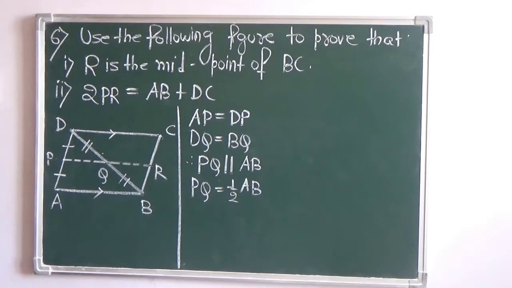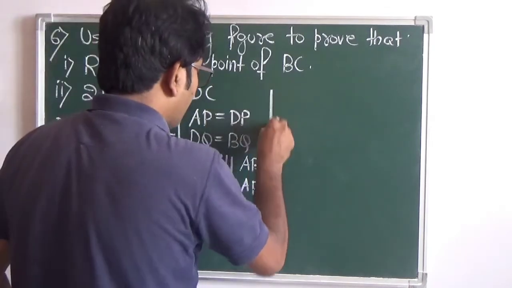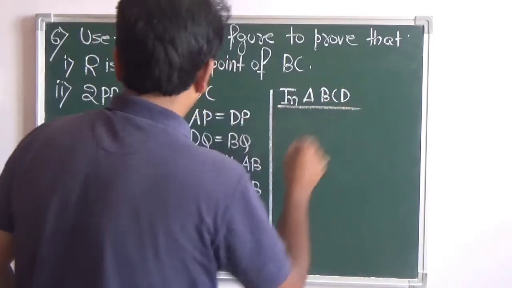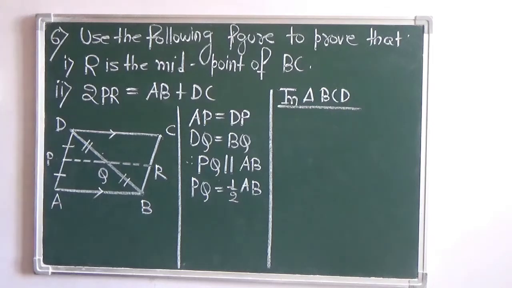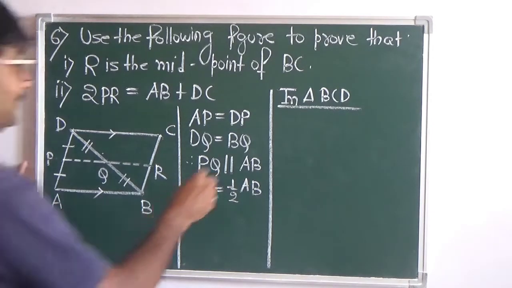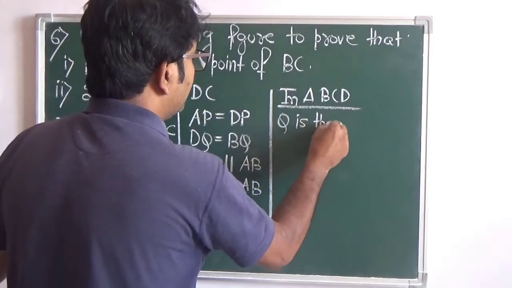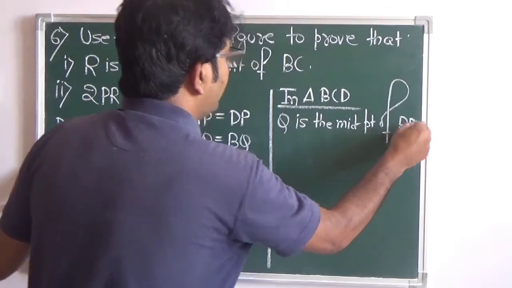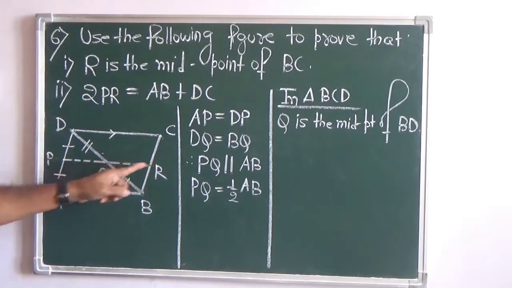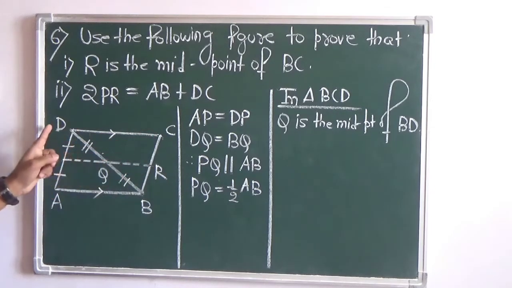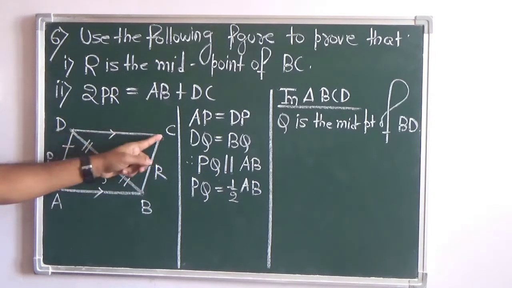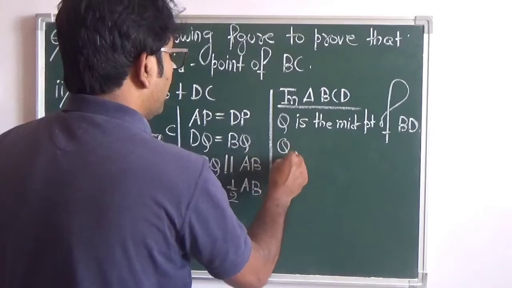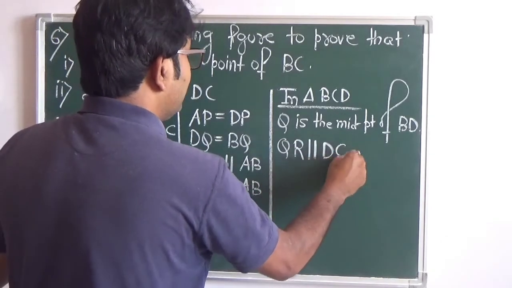Now in triangle BCD, Q is the midpoint of BD, which is already given. Now we have proved that QR is parallel to DC because PQ is parallel to AB and AB is parallel to DC. So PQ is parallel to DC, that is QR is parallel to DC. So we have QR parallel to DC, that is proved.